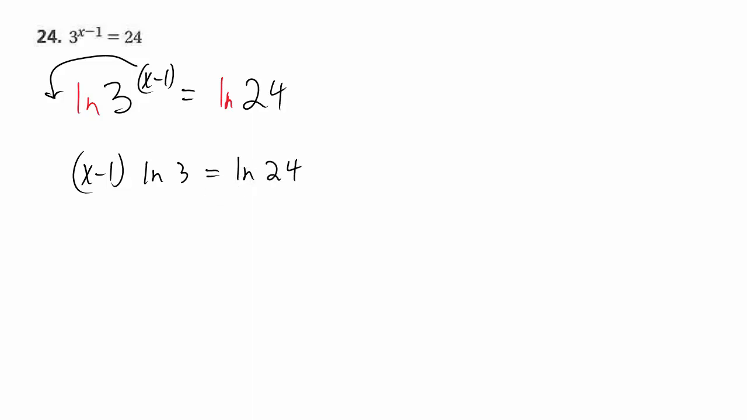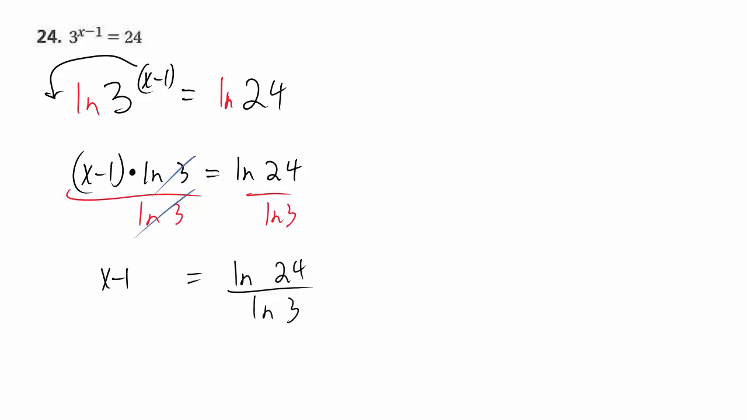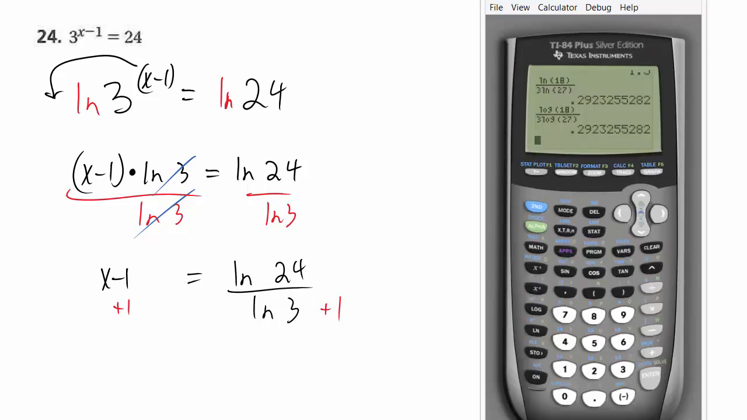And then you just want to get x by itself. Well, there's multiplication happening right here, so divide by natural log of 3. And then after you divide by that natural log of 3 on both sides, we have x minus 1 by itself. How do you solve for x? You add 1 on each side, and then you just run this in your calculator. You can use the alpha y equals button, but I used that last time just in case you have a calculator that can't do that.